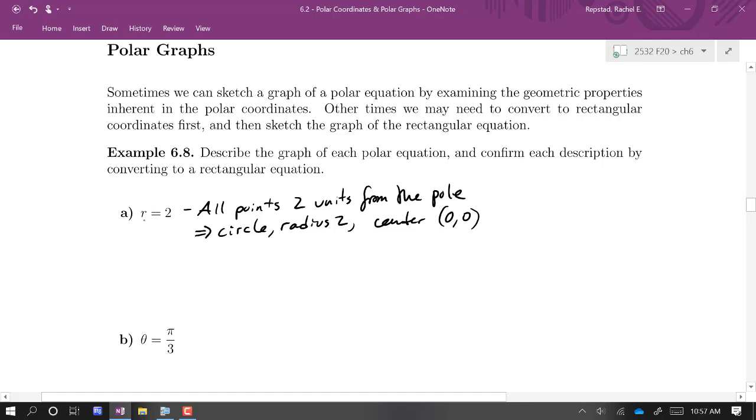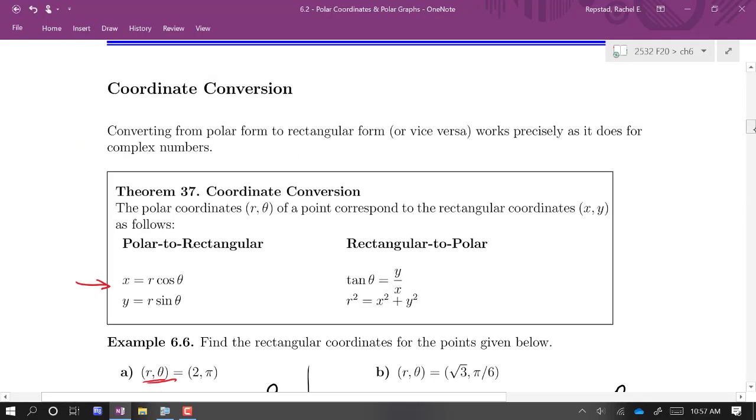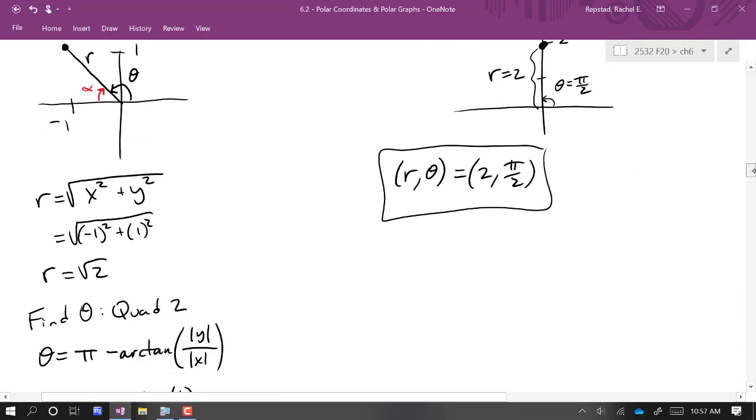And if r is always equal to 2, we could just use what we know about circles and what that equation should look like, but it's also in keeping with, if I know the value of r, then I'm just going to use this equation right here. Right, r is always constant, so that means x squared plus y squared is constant at r squared.